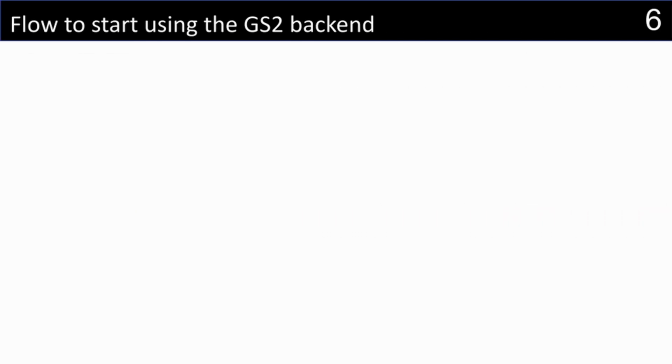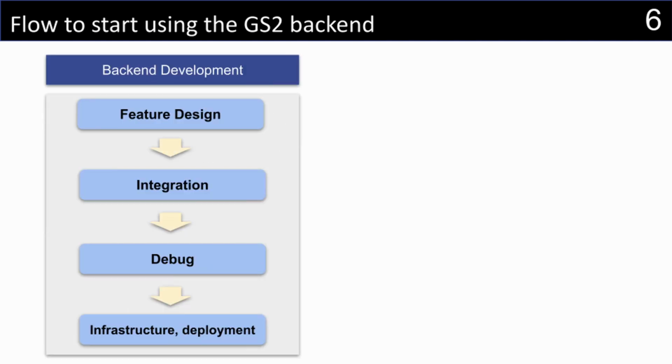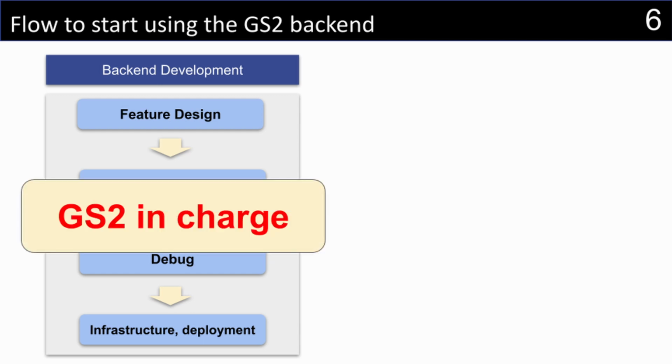Now, let's move on to the development flow when GS2 is adopted. Initially, you need to prepare backend functions necessary for the game you are developing. However, if these functions exist in GS2, you won't need to worry about them. GS2 has already taken care of designing, implementing, debugging, and deploying infrastructure for backend functions, which means developers just need to perform tasks required to use these functions.